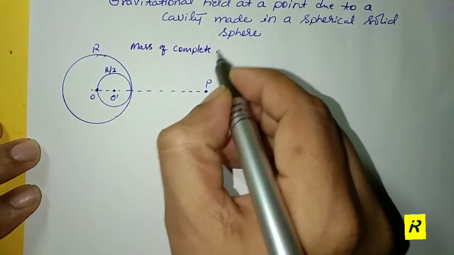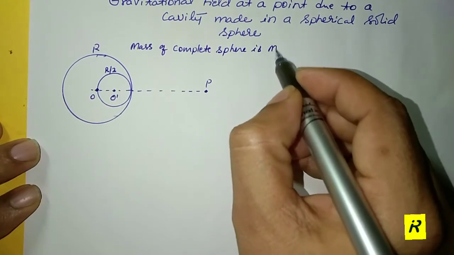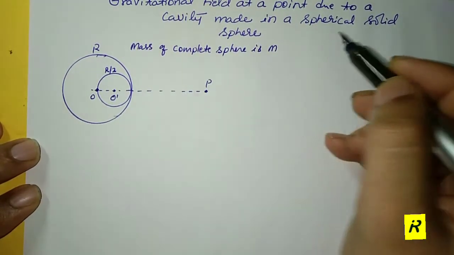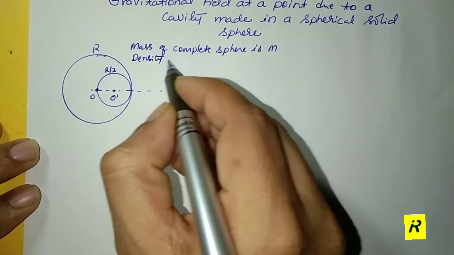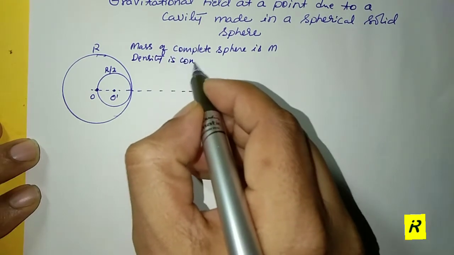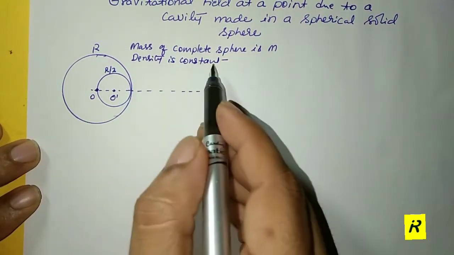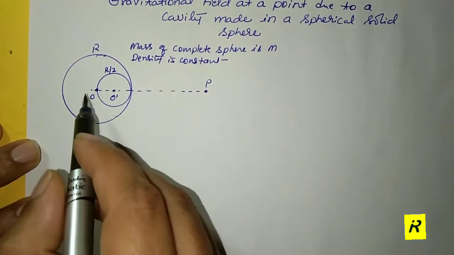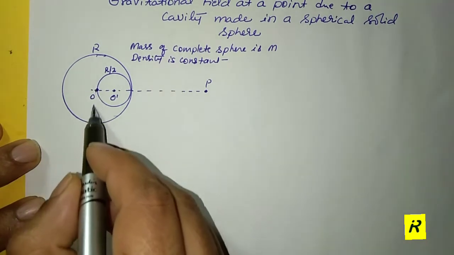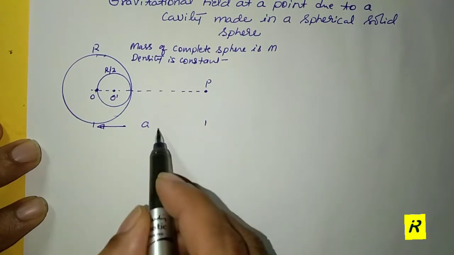right, so the complete sphere is M, and whose density is constant. In this derivation, we don't need any symbol for the density term. So for that, I am simply saying the density of this whole material is constant. And now I have to choose a certain distance which is measured from this center to this point, say a. This distance is a.